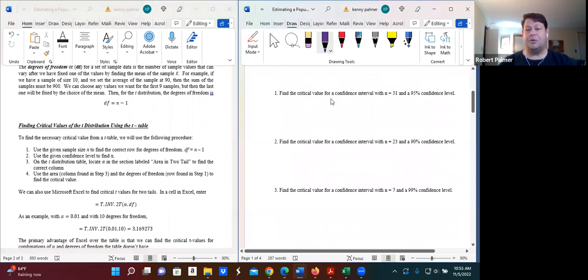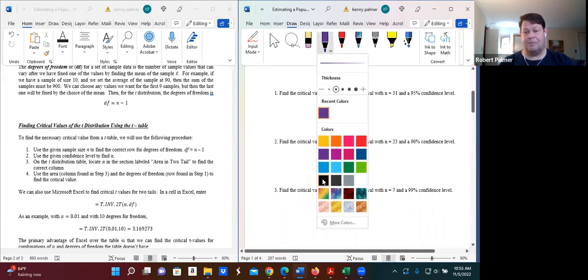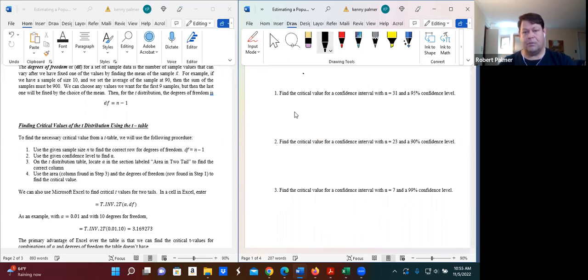Find the critical t-value for a confidence interval with n equals 31 and a 95% confidence level. Okay, so first we need to find our degrees of freedom. Our degrees of freedom is going to be 31 minus 1, which is 30. So with the sample size 31, we have 30 degrees of freedom. Now, if we want 95%, then our alpha is going to be 0.05.